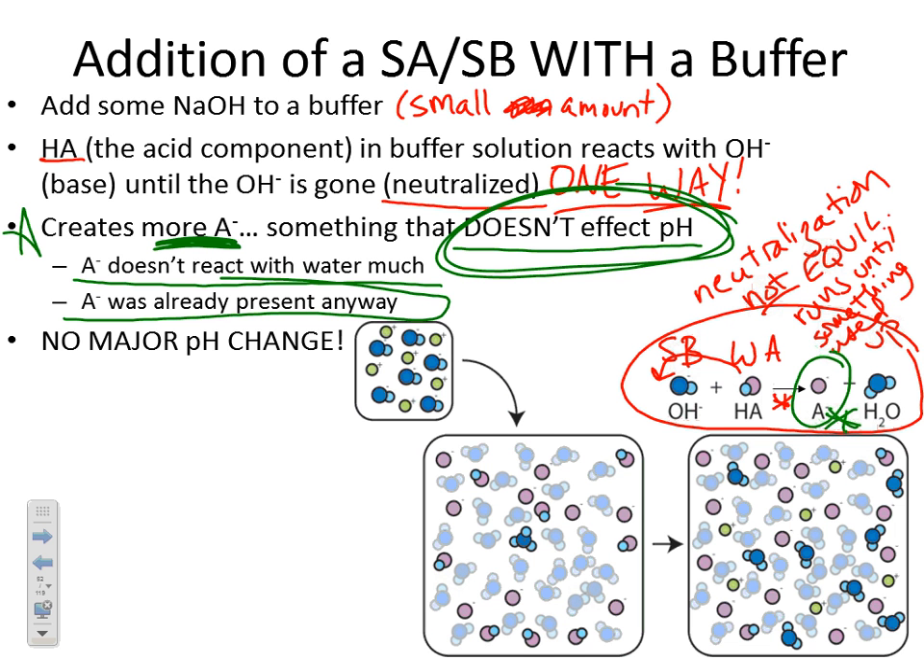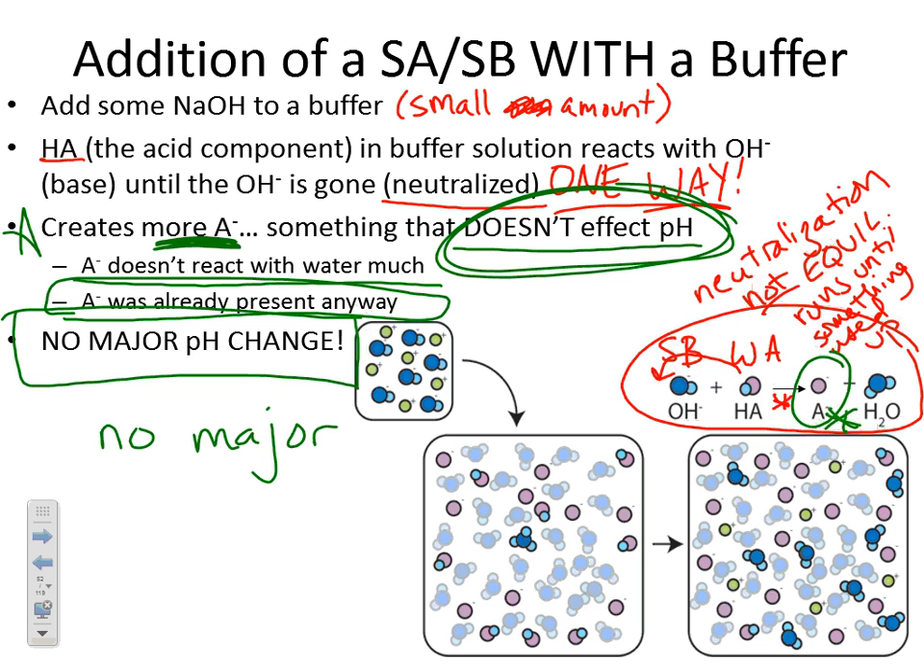And pointing this out too, we already had A minus in our solution anyway. So we're generating something that we kind of already had. We're not starting from scratch here. We already had A minus. The end goal from this is that we do not see a major pH change. We added in hydroxide, but by reacting it, neutralizing it with a weak acid, we created something that will not affect pH all that much. No major hydroxide concentration change.